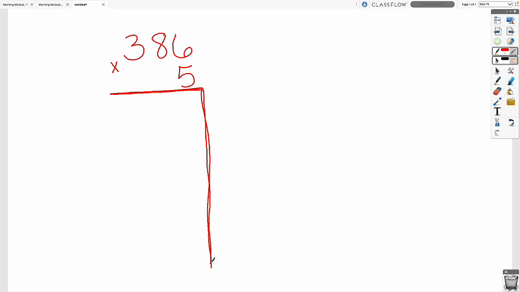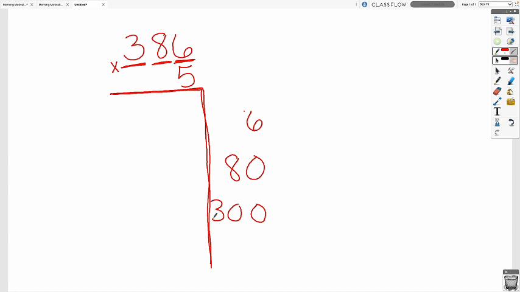So once we do that, we're going to take your larger number on the top, starting with the number in the ones place, and we are going to write the value of each number on the side. So the value of 6 is 6. I'm going to look at the number in the tens place. The value of that 8 is 80. So I'm going to write that underneath the 6. And going to the number in the hundreds place, the 3, the value of that 3 is 300.